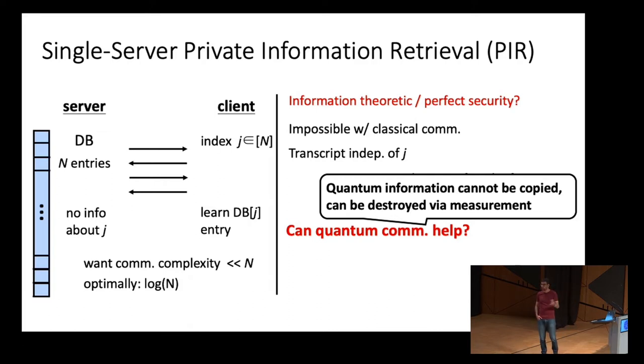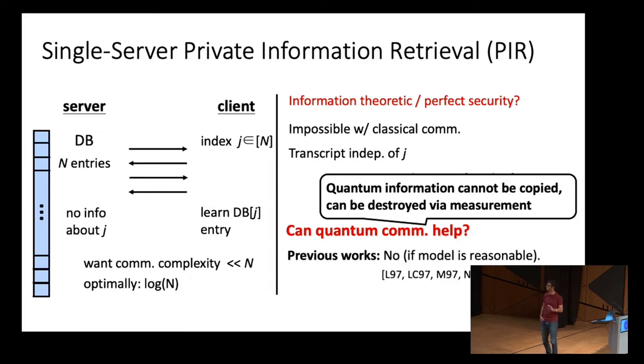So you would think that perhaps quantum communication can help in this setting, but when you think about it a little more, you actually realize that for a reasonable model, this should not be doable, and this is a long sequence of works, actually starting with Lo in 97. I will talk a little bit more about it.